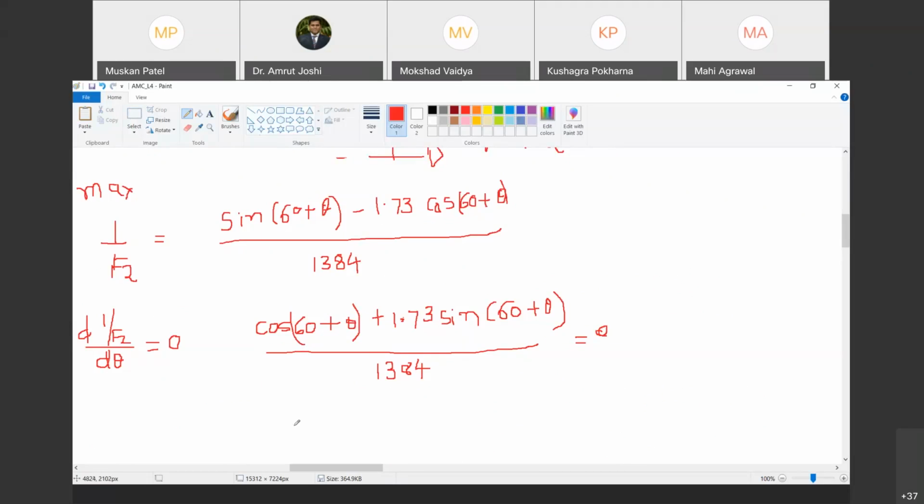So what does this mean? What relationship will you get? Sir, tan 60 plus theta is equal to minus 1 divided by 1.73. Solve this and tell me the value of theta. Now what do you do? Take the tan inverse of this. What is the tan inverse of this quantity?